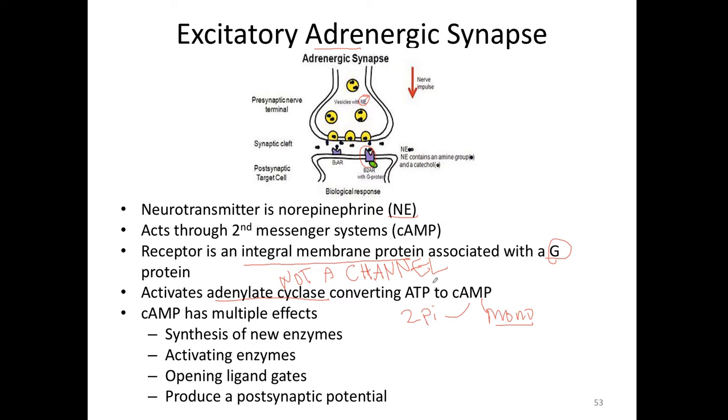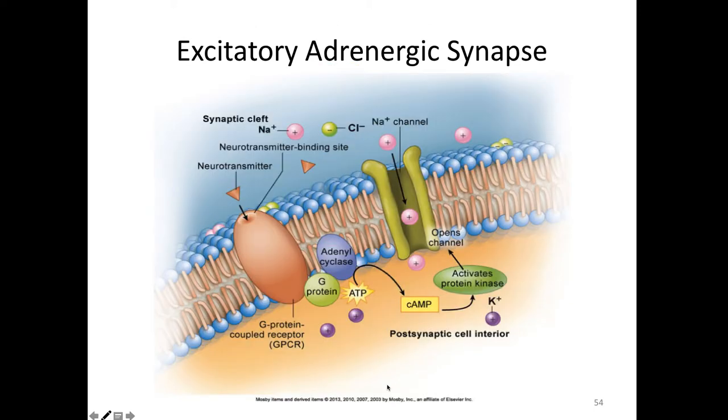So now we've taken this molecule from energy to signaling. So ATP is really useful. Depending on what you do to it, you can make all kinds of stuff. So cyclic AMP has multiple effects. It can synthesize new enzymes, activate existing enzymes, open ligand gates, and even produce a postsynaptic potential. And in the next slide, you'll see it do those things. So let's take a look.